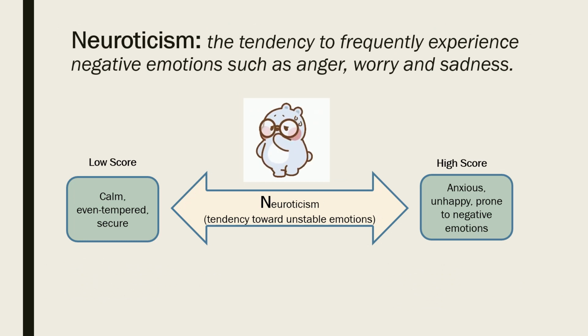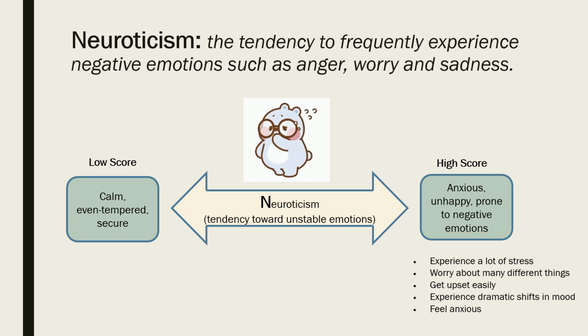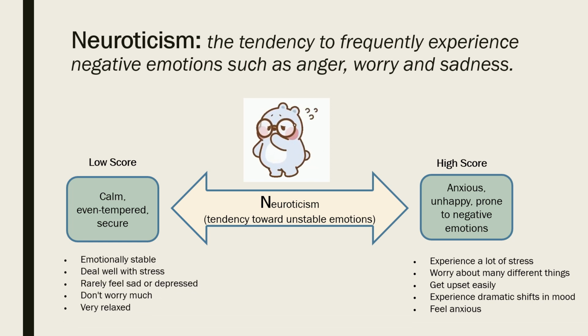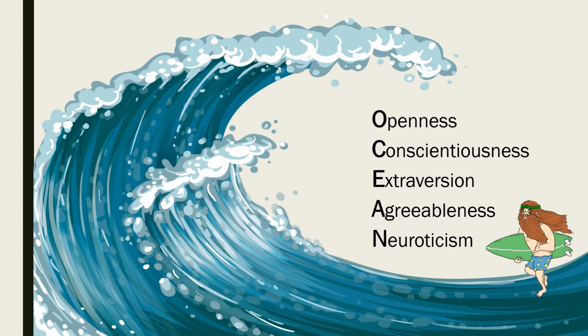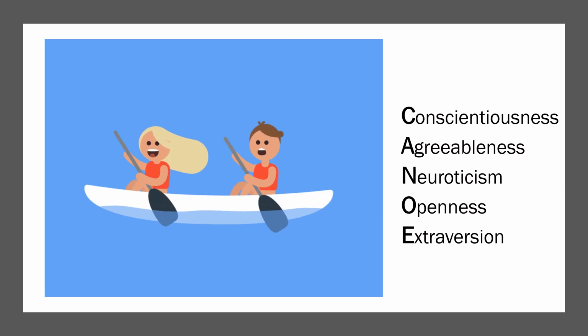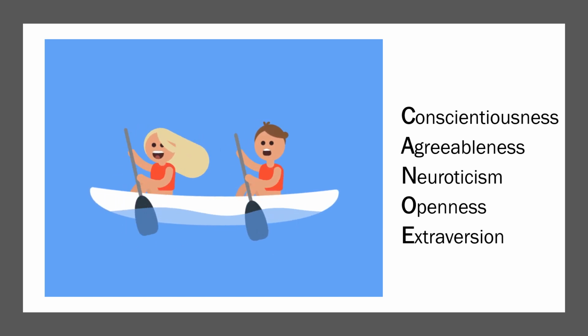Neuroticism is a trait characterized by sadness, moodiness, and emotional instability. Individuals who are high in this trait tend to experience mood swings, anxiety, irritability, and sadness. Those low in this trait tend to be more stable and emotionally resilient. For some water-themed memory boosters, you might find it helpful to use the acronym OCEAN or CANOE when trying to remember the big five traits.